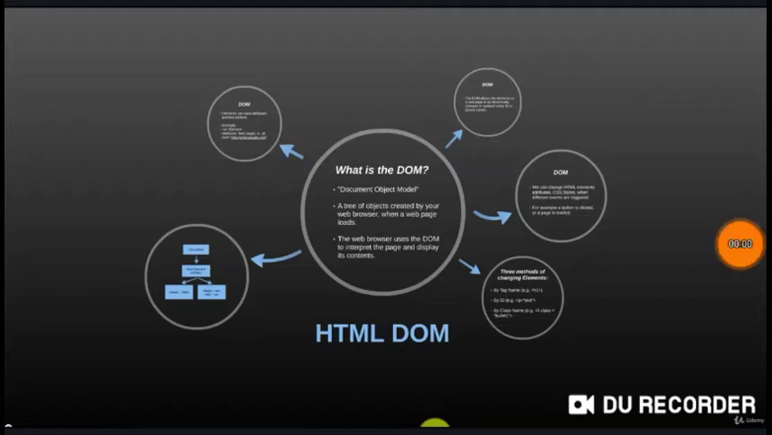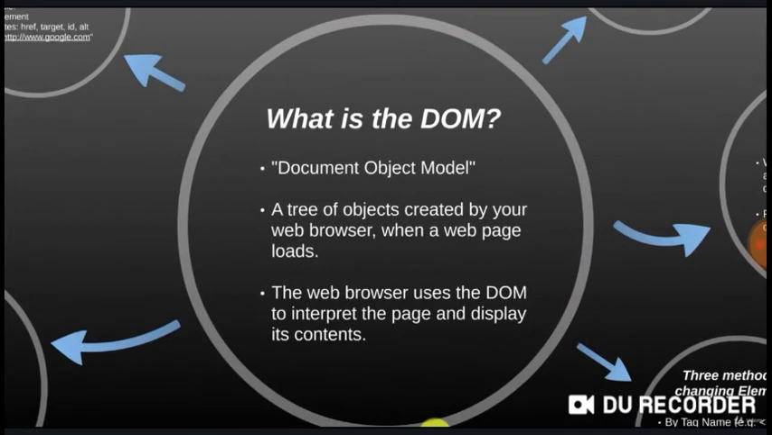Before moving into JavaScript and jQuery is the Document Object Model, or the DOM. The DOM is best defined as a tree of objects created by your web browser when the web page loads. Your web browser uses the DOM to interpret the page and display its contents.